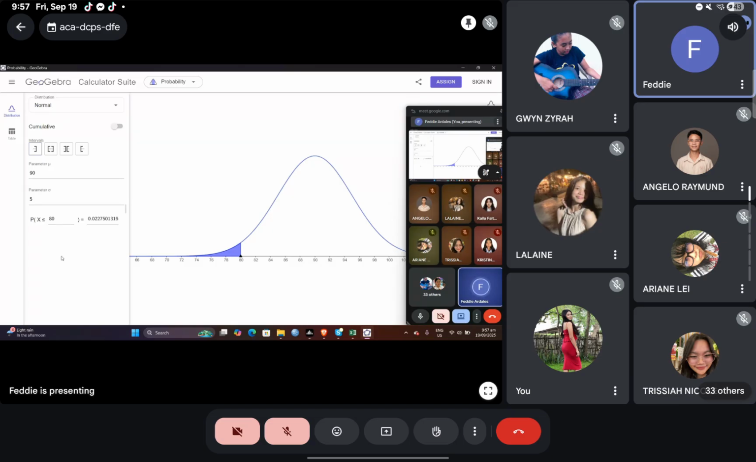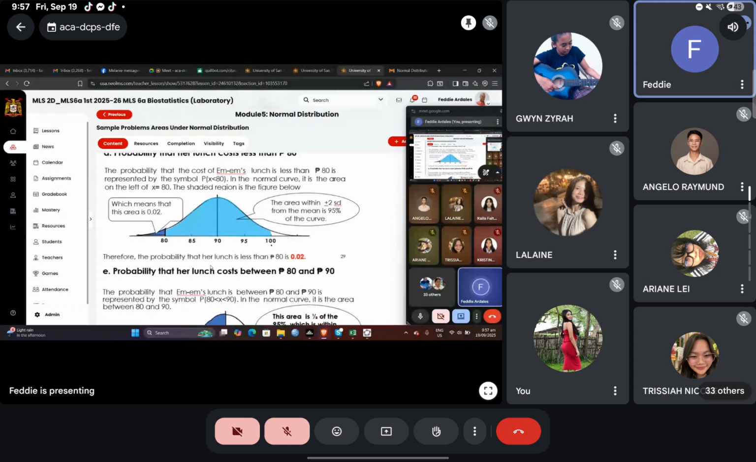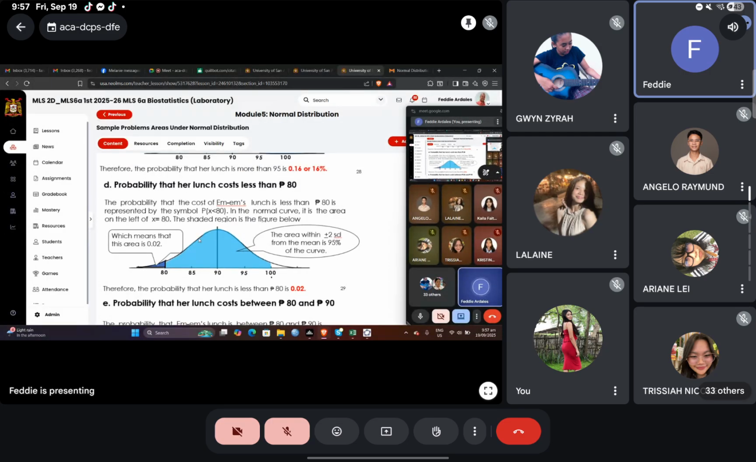Since it falls within two standard deviations of the mean, we can say that area is approximately 2%. You can round it to 2.28%, just like that. But since you are using the empirical rule, then 2% would be considerable enough. So this area, to the left of 80, is approximately 2%.